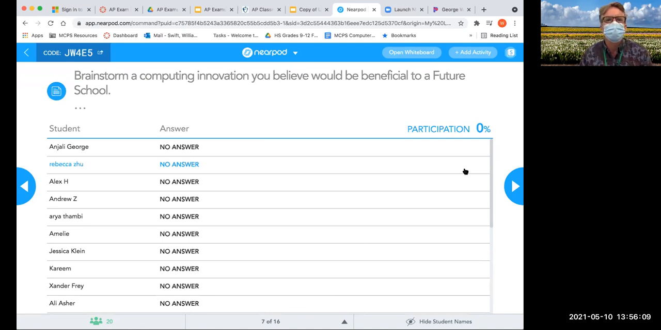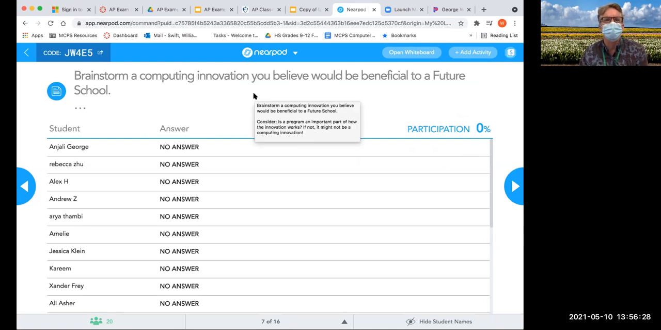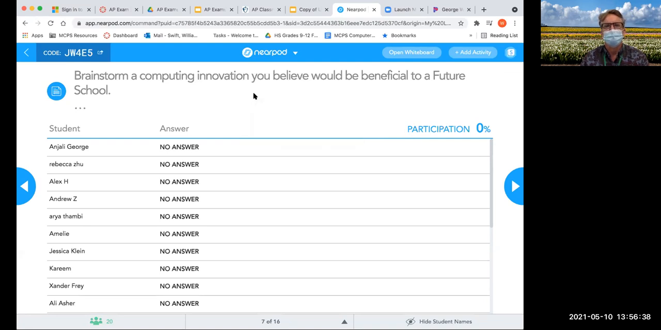All right, so here's our next one. Brainstorm a computing innovation you believe would be beneficial to a future school. Okay, so just think up, we're going to spend another 2-3 minutes here. Brainstorm a computing innovation you believe would be beneficial to a future school. Think about whether your computing innovation has a program in it.